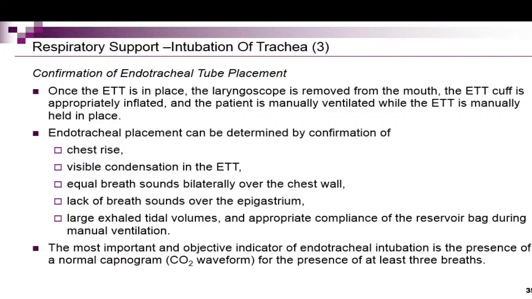Confirmation of endotracheal tube placement. We anesthesiologists must be sure that the tube is placed between the vocal cords and the inflated cuff obstructs the trachea below the vocal cords. For this purpose, the doctor must use several maneuvers. Once the tracheal tube is in place, the laryngoscope is removed from the mouth. The tube cuff should be inflated, and the patient is manually ventilated while the tube is held in place.